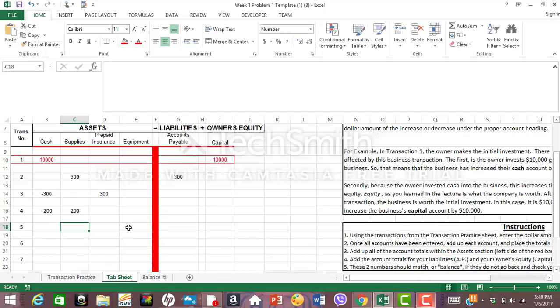So we automatically know that equipment is being increased by 4,000, but cash, we are paying $1,000 in cash. So minus 1,000 plus 4,000 is $3,000 under assets. And our accounts payable, we've taken out a loan of $3,000. So automatically we know that the left-hand side of the equation, minus 1,000 plus 4,000, is equal to 3,000.